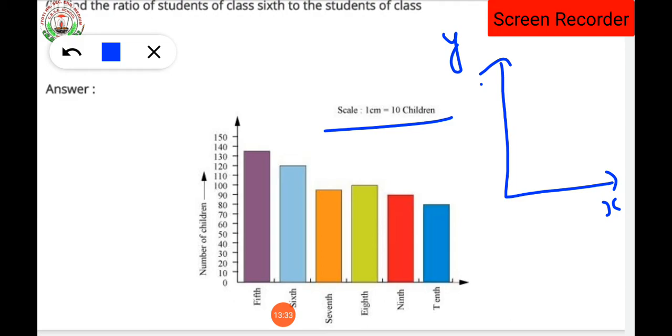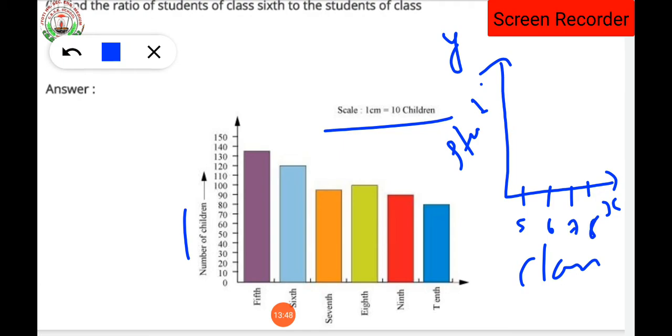Then on the y-axis, mark the number of students as it is marked here. Then on the x-axis mark the class, that means class 5th, class 6th, class 7th, class 8th, 9th and 10th, like this. Then in class 5th, how much strength is there? That is the largest strength, 135. So draw the graph up to 135. You know now how to draw the graph.